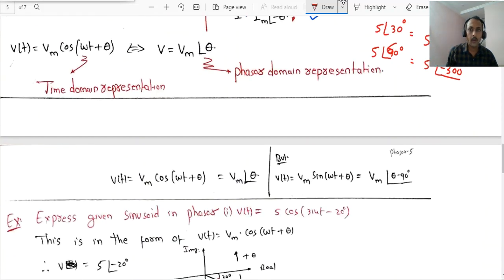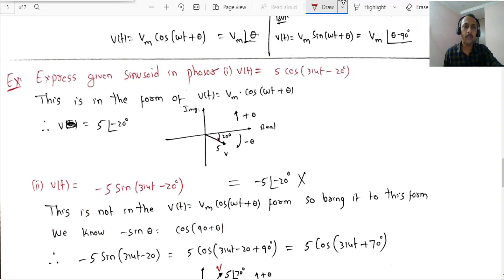Now, V of t equals Vm cos of omega t plus theta. We are simply representing it in the form of Vm at an angle theta. Now, this is called the phasor domain representation, and this is called the time domain representation. Clear? Now, somewhere you have seen V of t equal to Vm cos of omega t plus theta. We are writing it in the form of Vm at an angle theta.